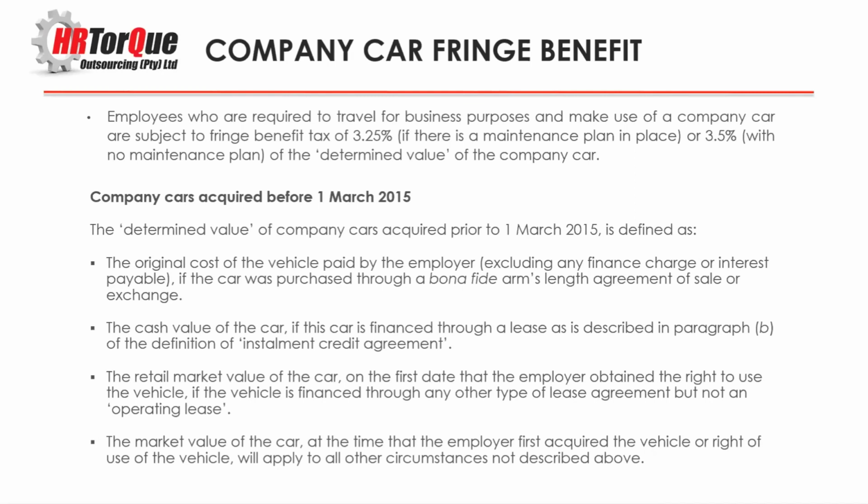So what we're going to look at is the individual components that make up the calculation of the fringe benefit. And those variables are, first of all, the determined value of the car. Second of all, we will use a factor of 3.5% if the vehicle doesn't have a maintenance plan, or we'll use 3.25% if the vehicle has got a maintenance plan. And then, once we've done that calculation, we will either include 80% or 20% of that value into taxable income, on the same basis that a travel allowance has.